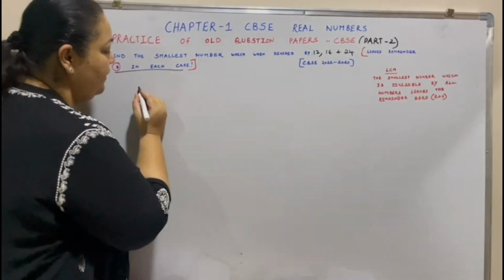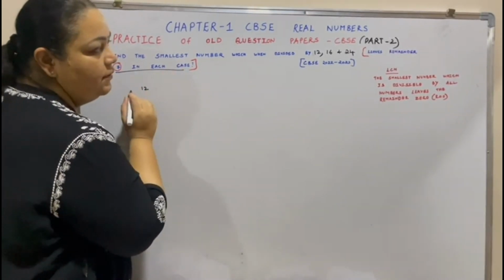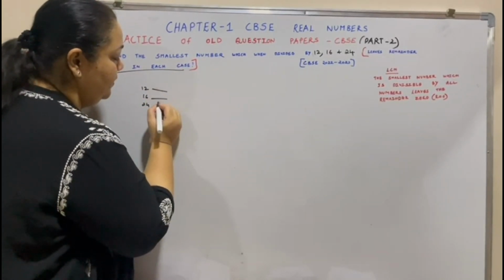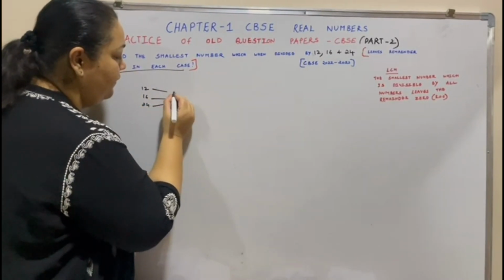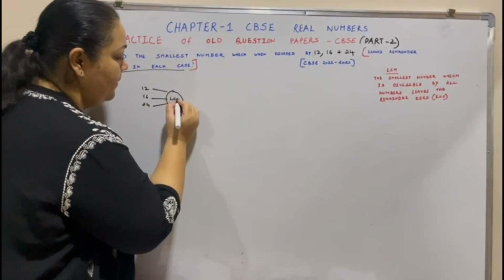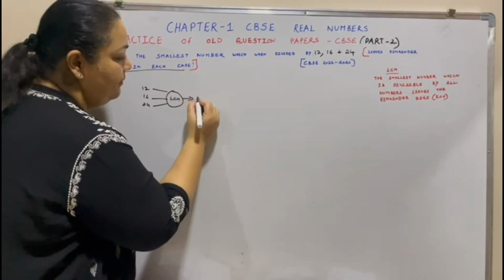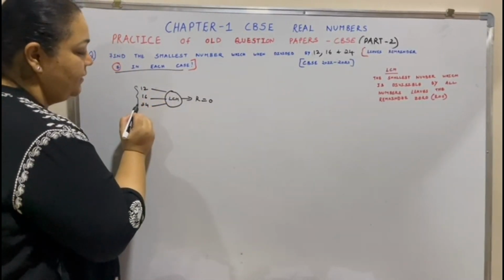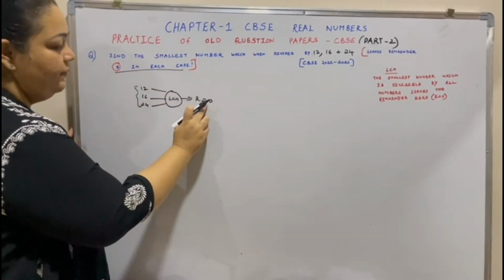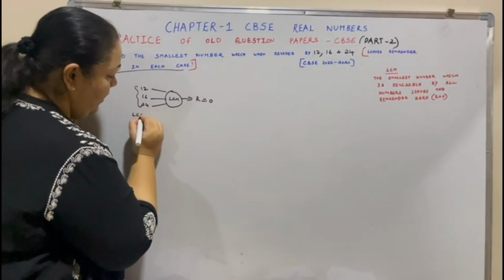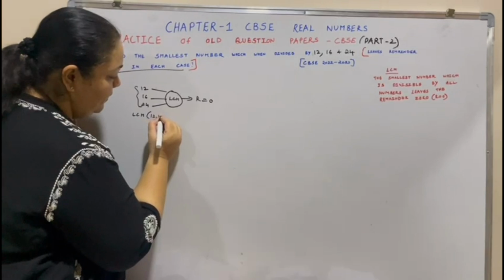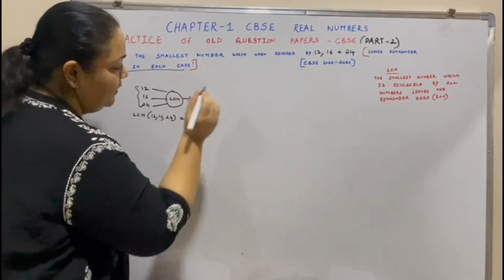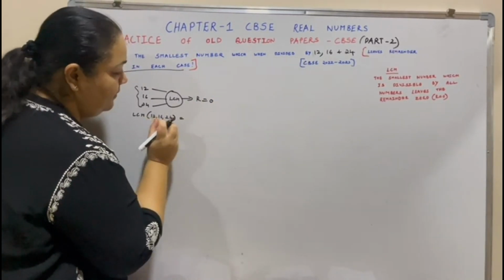So according to the question, first we will find out the LCM of 12, 16 and 24. When we get the LCM of 12, 16 and 24, the remainder will be equal to 0. So first we will find out what is the LCM of these.